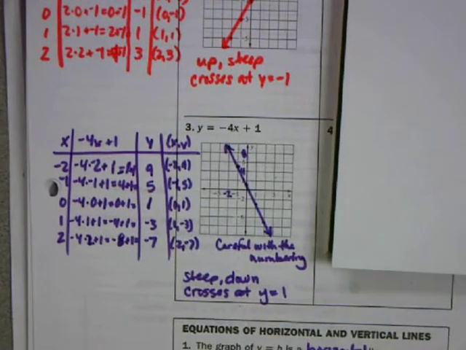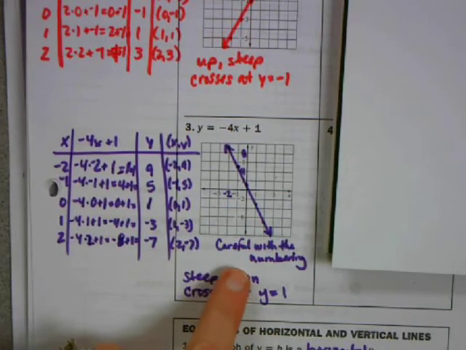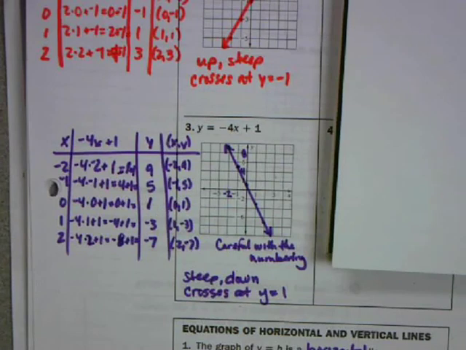Okay, so the answer to number 3, you should have just done all of your work off to the side. It's steep, it's going down, it crosses at 1, and I made a little note that said careful with your numbering there. It's a little hard to see my coordinates, so I'll read them to you. It's -2, 9, -1, 5, 0, 1, 1, -3, and 2, -7.